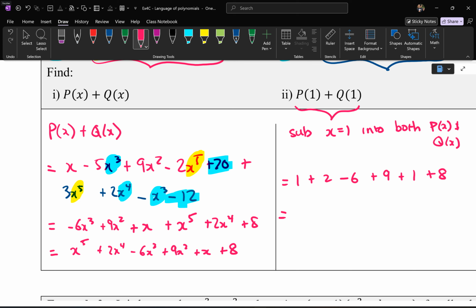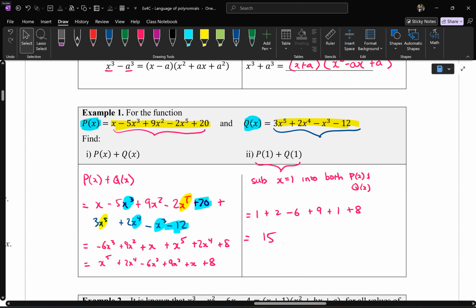And what does that work out to be? That's 3, take away 6, negative 3. Negative 3 plus 6 is 6. 6 plus 1 is 7. 7 plus 8 is 15. Okay, so that's the first part of the exercise 4C.